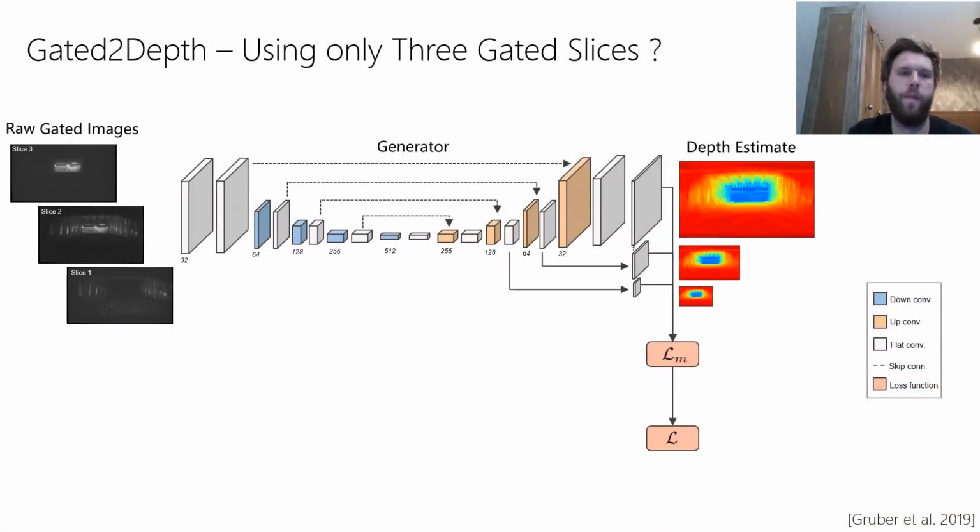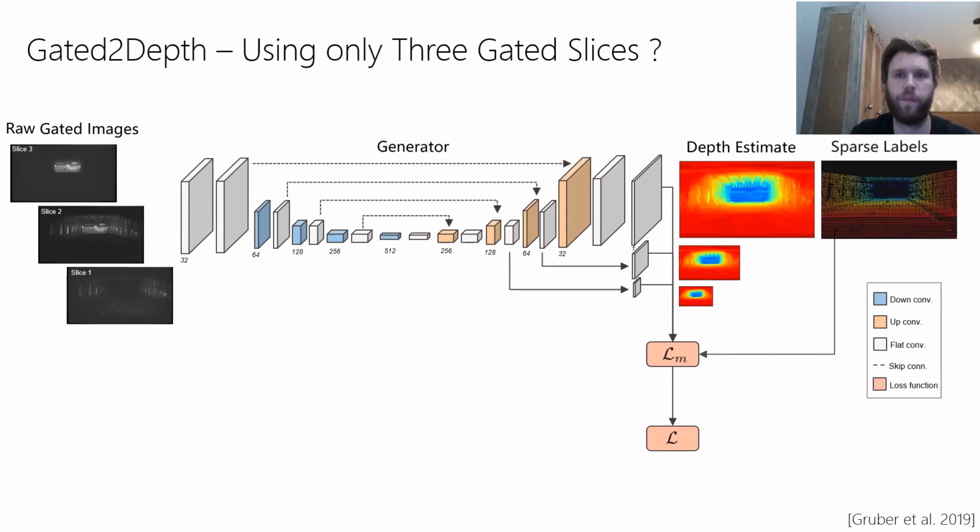So how can we recover dense depth from only three gated slices without having any dense depths available to supervise a trained model? We learn this reconstruction process using a modified but fairly standard encoder-decoder network architecture, and we rely on a few other signals that we can actually use for supervision from other sensors. So we can use sparse labels from scanning LiDAR measurements.